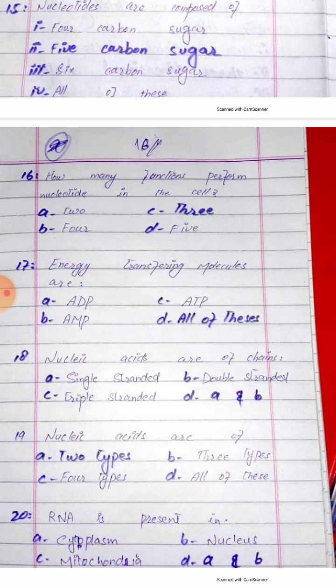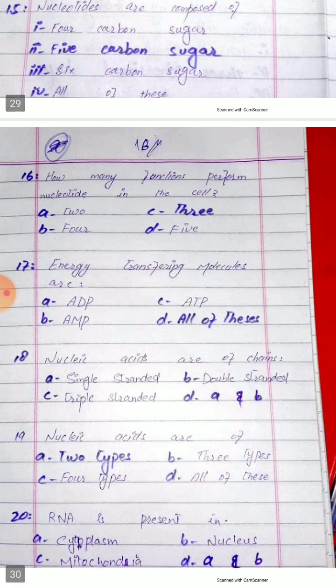Nucleic acids are chains, single and double, of RNA and DNA. Nucleic acids are of two types, DNA and RNA. RNA is present in both cytoplasm and nucleus, while DNA is only present in the nucleus.